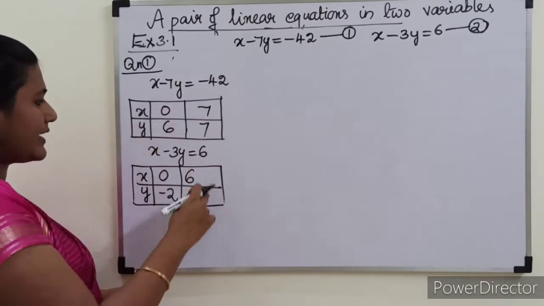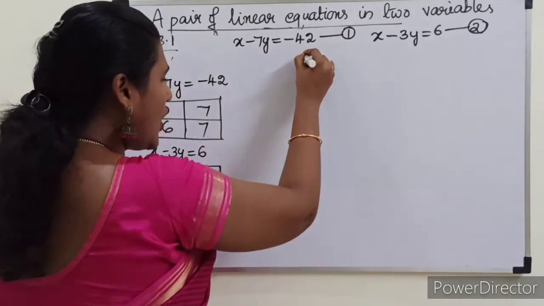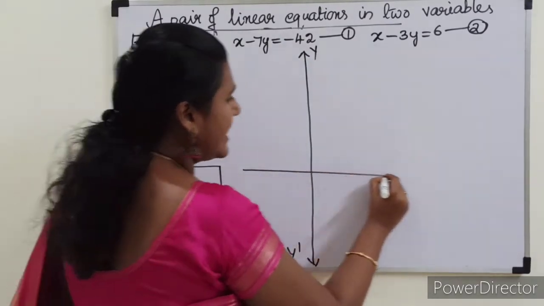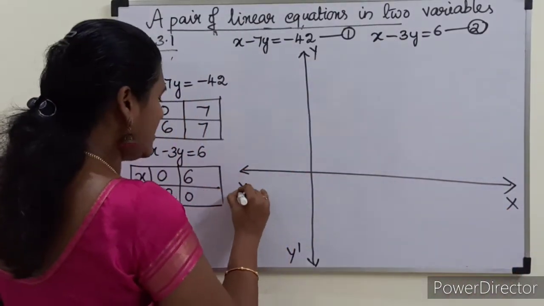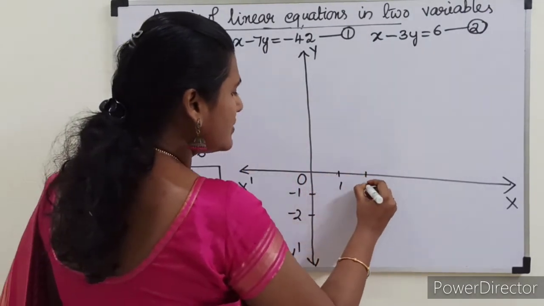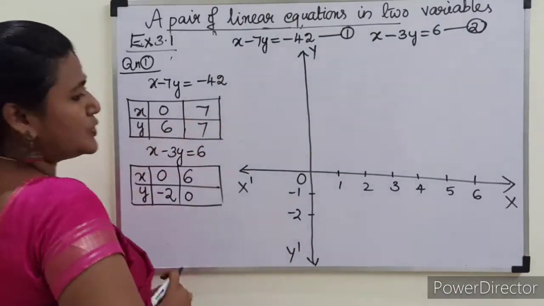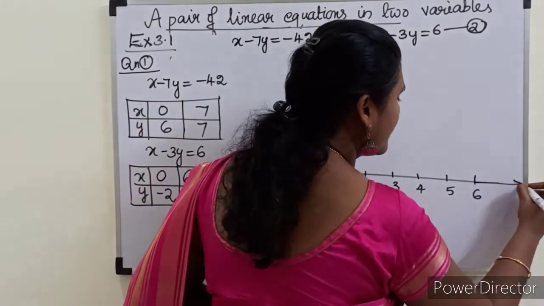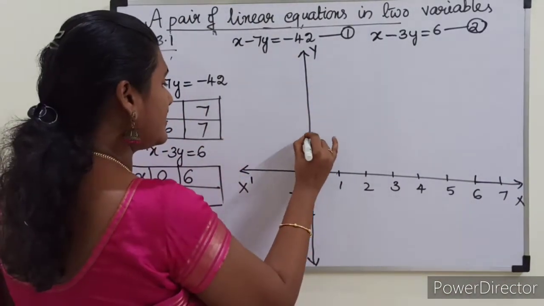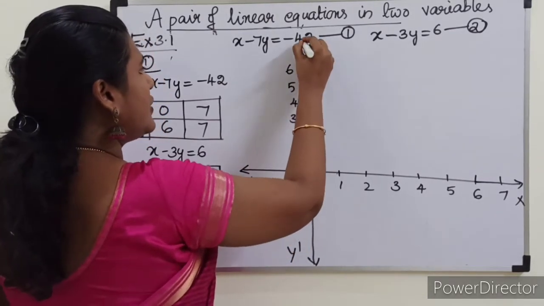Now we are going to plot the graph. Here you have to note one thing, we have y as a negative value also. So when you draw the graph, you have to draw the negative side also. So this is y dash and x dash. Origin, here we will mark minus 1, minus 2. Then 1, 2, 3, 4, 5, 6. We need up to 7 for the x value because we have 7. So this is 7. Here also we will take up to 7. 2, 3, 4, 5, 6. We will draw 7.